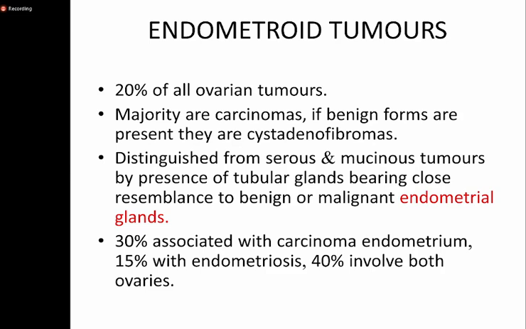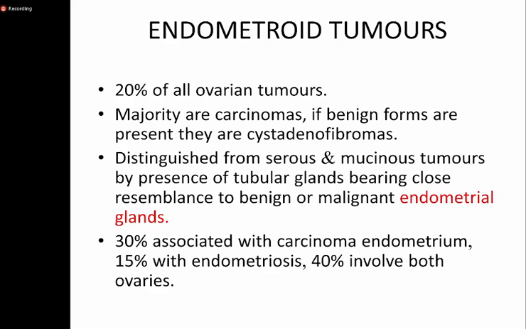Endometrioid tumors comprise 20% of all ovarian tumors. Majority are carcinomas. So unlike the serous and mucinous tumors, we don't quite have a good representation of benign endometrioid tumors. And if they are present, we think the cystadenofibromas are the benign variant of endometrioid tumors.